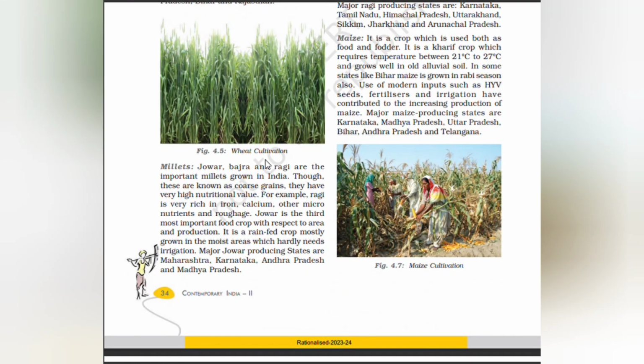Millets. Jowar, bajra, ragi are the important millets grown in India. Though these are known as coarse grains, they have very high nutritional value. For example, ragi is very rich in iron, calcium, and other micronutrients and roughage. Jowar is the third most important food crop with respect to area and production. It is a rain-fed crop mostly grown in the moist areas which hardly needs irrigation. Major jowar producing states are Maharashtra, Karnataka, Andhra Pradesh, and Madhya Pradesh.